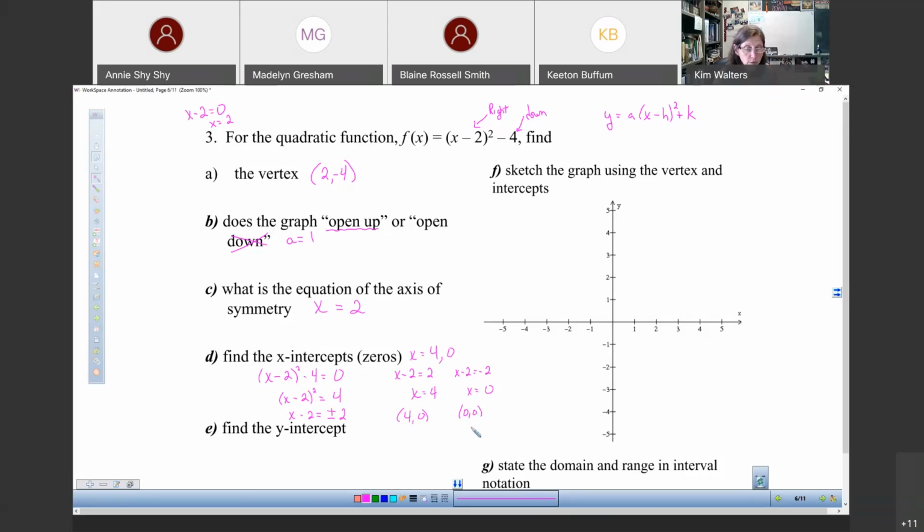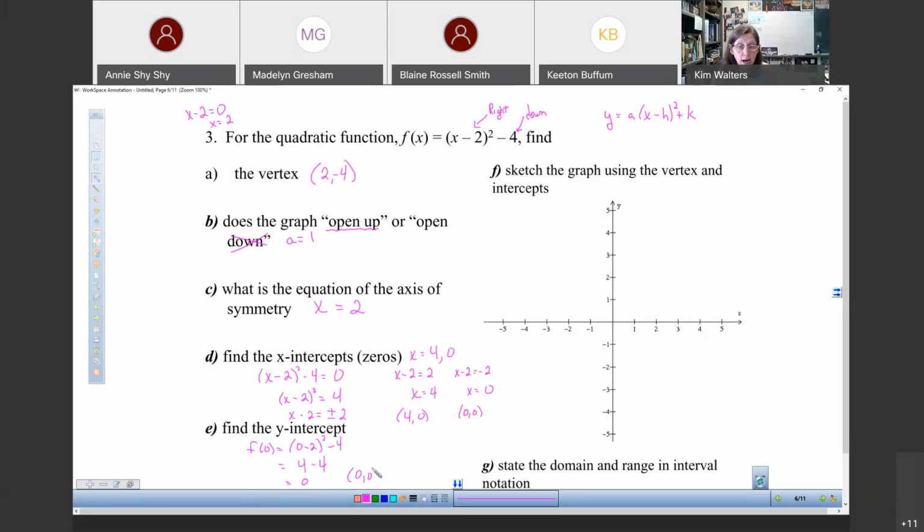We're going to come back and revisit this. The y-intercept, remember, because it's a function, there's only one y-intercept. The y-intercept is also known as the point where x is equal to 0. And so I have 0 minus 2 squared minus 4. This is going to give me 4 minus 4, and I'm going to get 0.